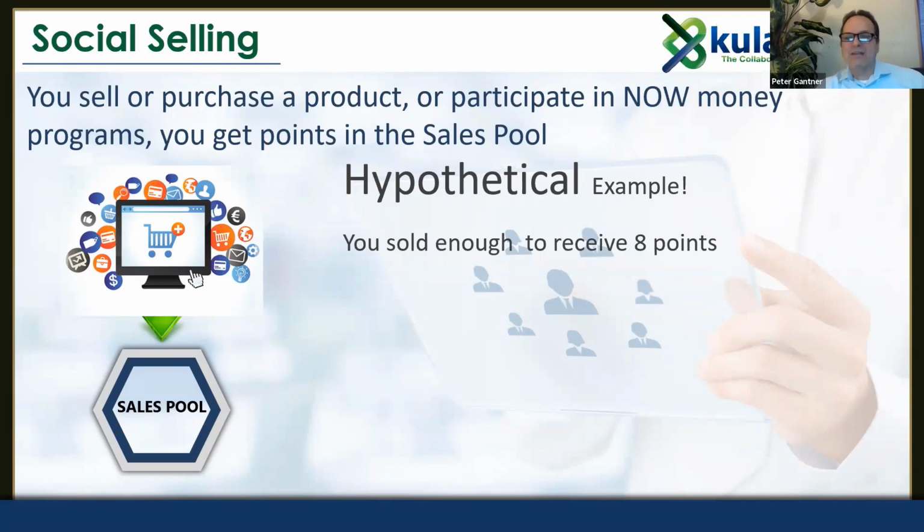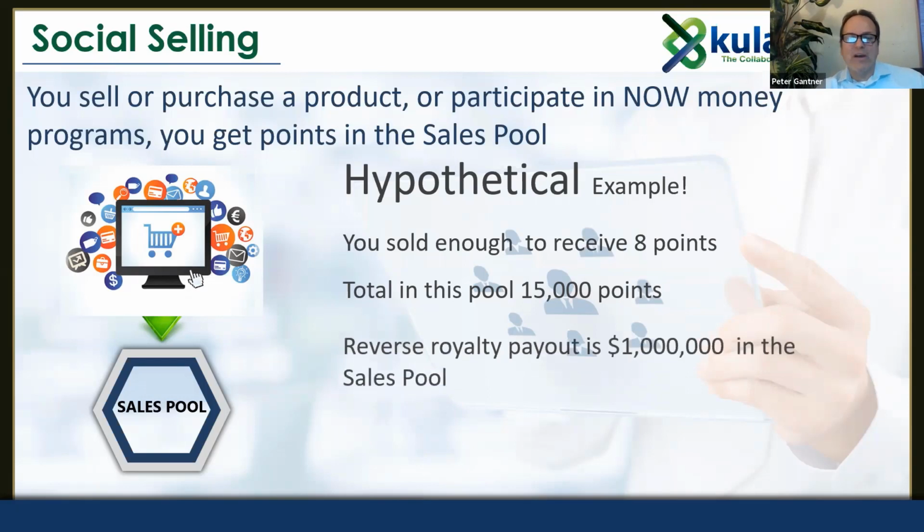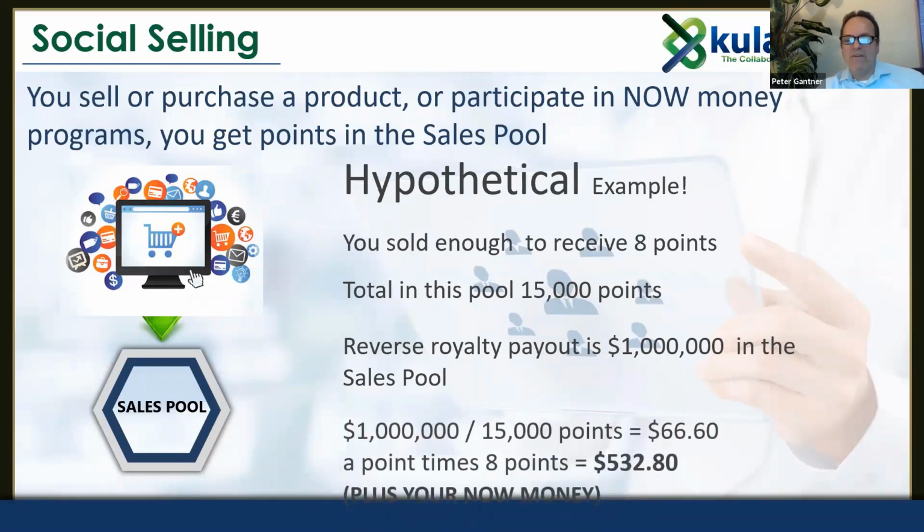kulaBrands takes this to the next level because you're earning the points in this pool, the sales pool, which, by the way, they cap out at 16,000 points. We do not currently have one with 16,000, but we're going to use 15,000 as an example here. Again, it's the same product. So if there's $1 million, and you'll see why in the crowdfunding, there'll be $1 million in the branding and marketing, and there would be $1 million in this sales pool. Divide the $1 million by 15,000 points. It equals $66.60 a point for a total of $532.80 for this royalty period.